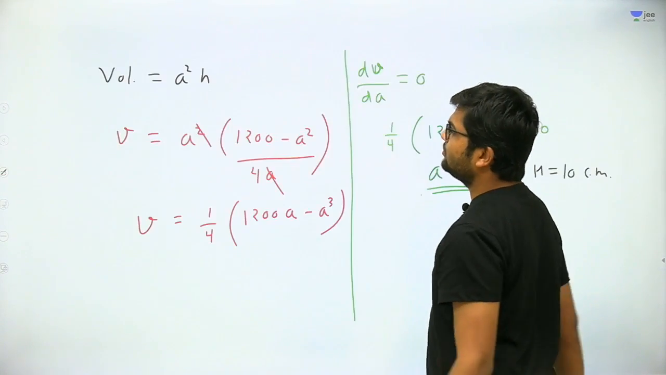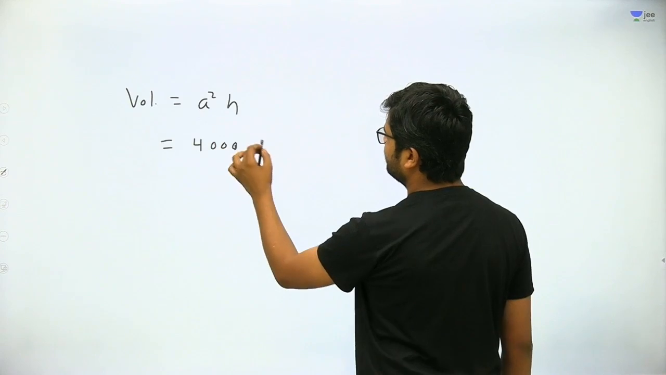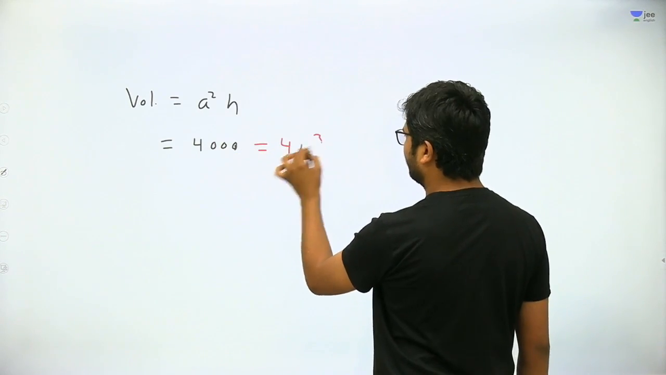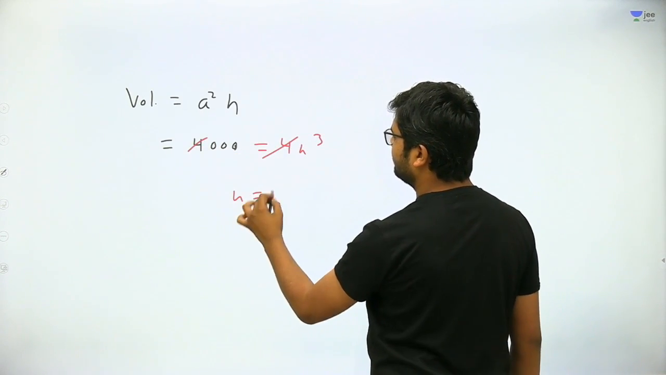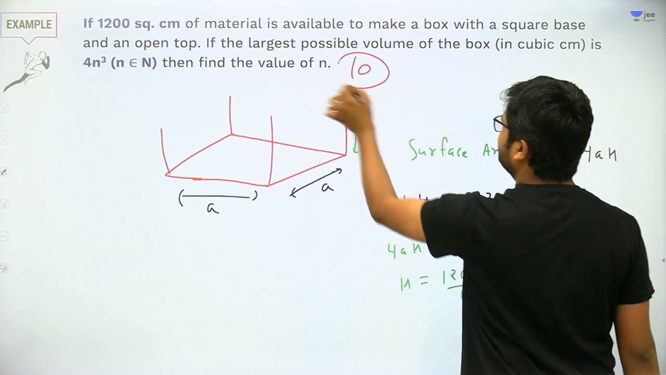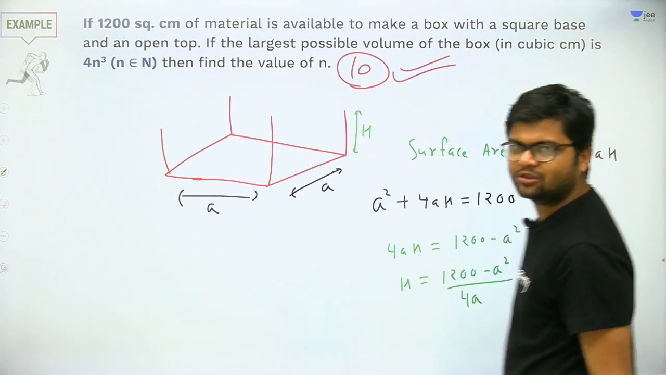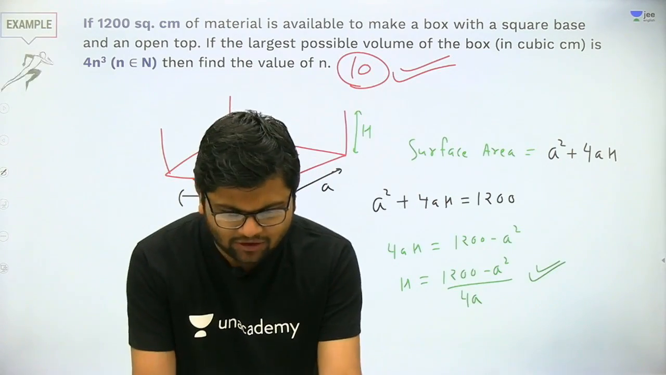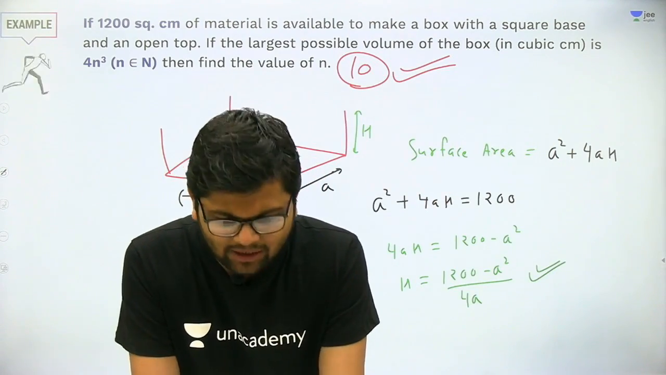Okay, now this volume can be written as 4n cube. Very good. So n will come out to be 10. Therefore the answer will be 10. It was an integer type question, I would say. Got my point? That n will come out to be 10.